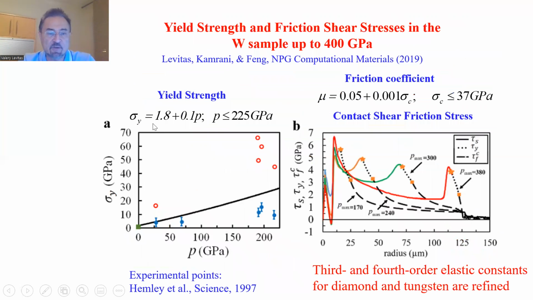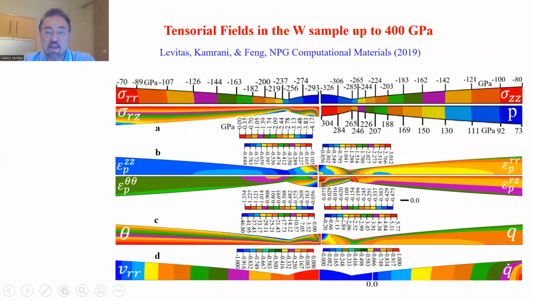That is why our pressure dependence of yield strength is much better than what was known in the literature. We also found pressure dependence of the friction coefficient and refined certain third-order elastic constants for diamond and tungsten. And with this calibrated and verified model, we determined all components of stress and plastic strain tensor. So this is the solution to the problem.